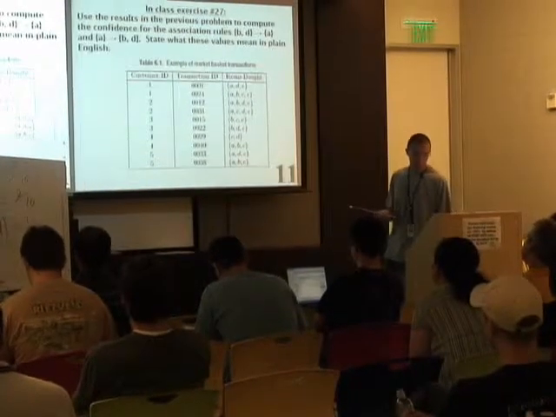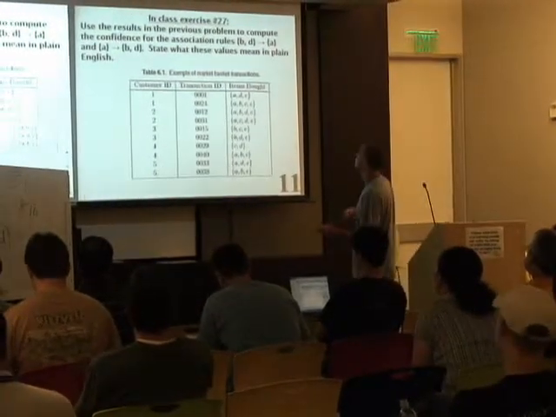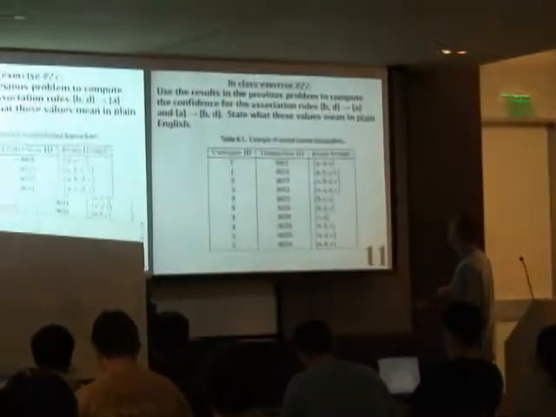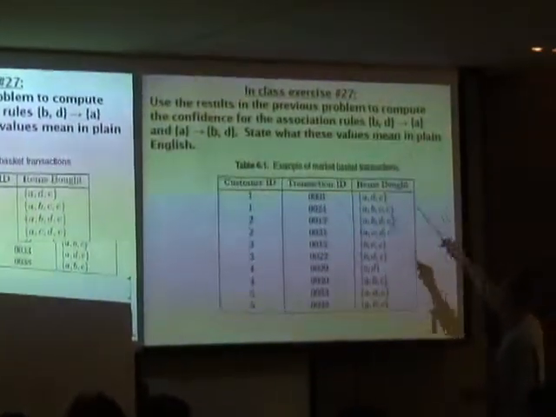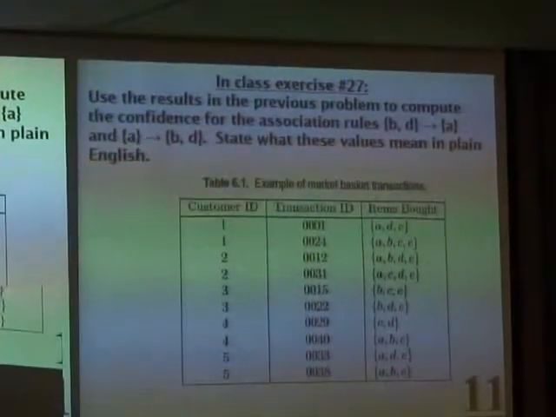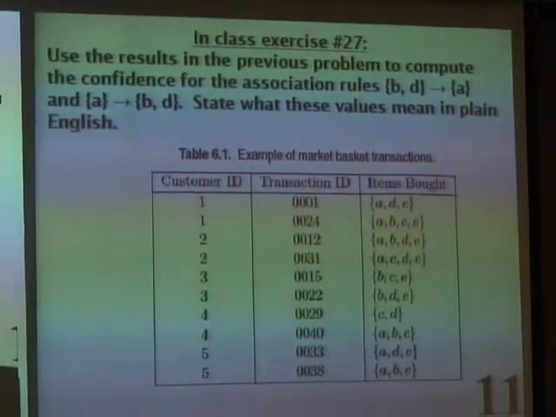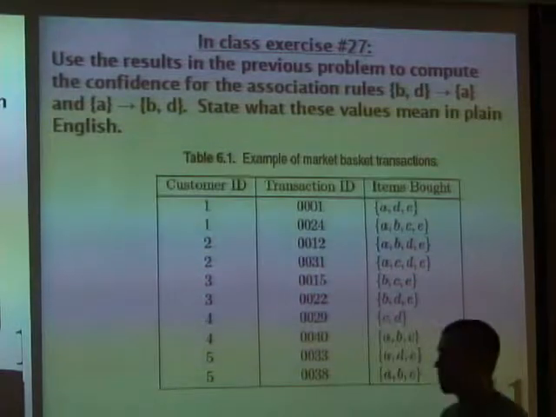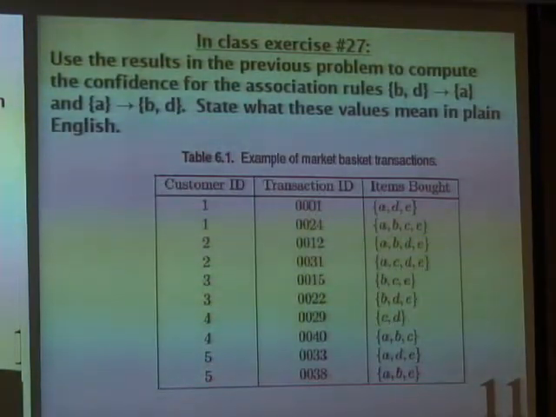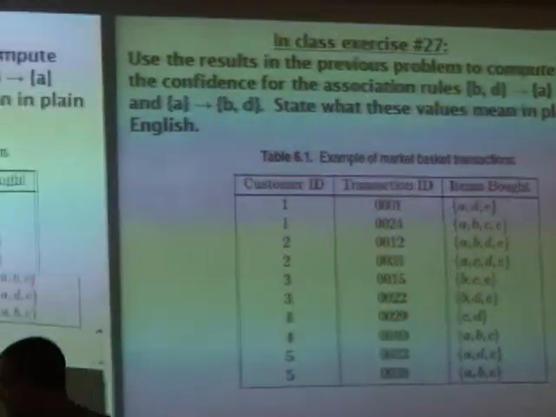Now, moving on to association rules, this one asks you for the confidence for the association rules. BD implies A, and A implies BD. Now notice I didn't ask for the support for these 2 rules, but the support for these 2 rules would be, of course, 1 out of 10, right? Because you would just look at the support of A, B, D. But the confidence for these rules, that one, number 27.